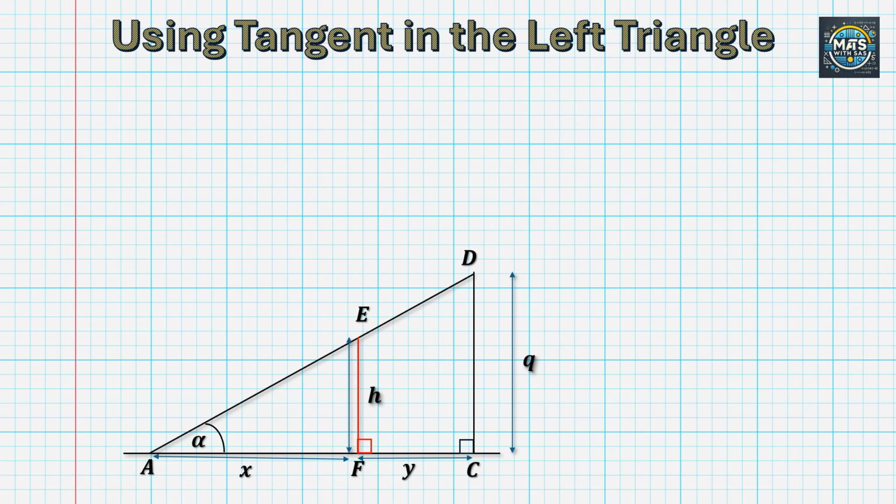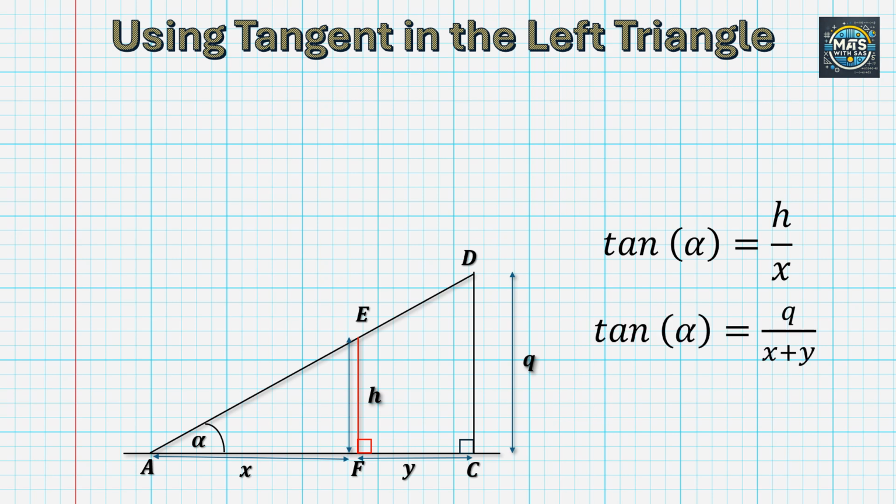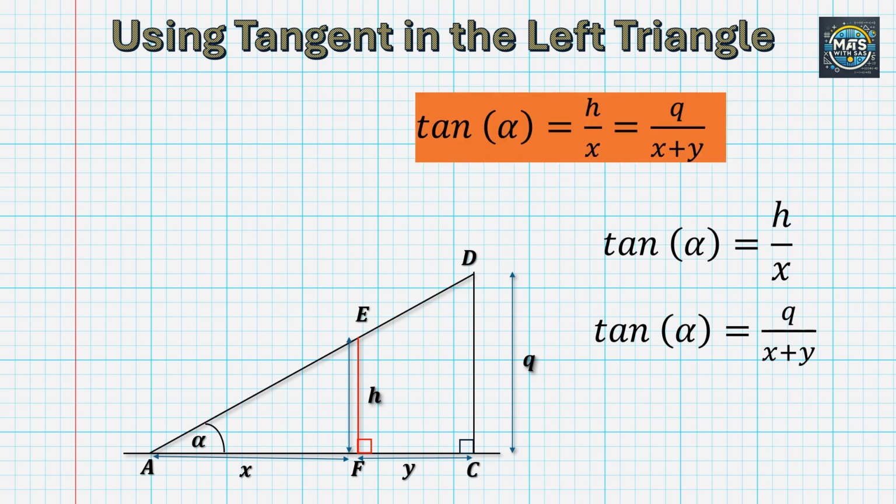Using basic trigonometry, we apply the tangent function. Tangent of alpha equals opposite over adjacent. So we write tangent alpha equals h divided by x. But from the full triangle, we also know tangent alpha equals q divided by x plus y. Since both expressions equal tangent alpha, we set them equal to each other. h divided by x equals q divided by x plus y. Let's hold on to this equation for now.